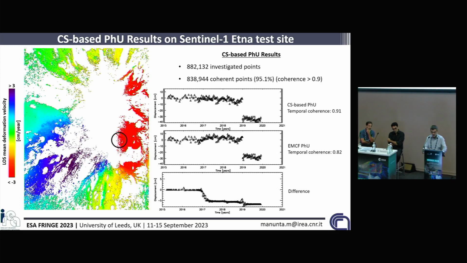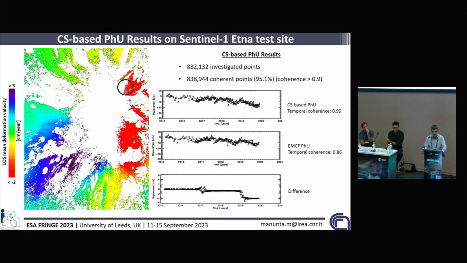In this case, the main unwrapping errors are relevant to the 2017 eruption. In this case, we lost more or less 6 centimeters with the EMCF procedure, and the coherence also in this case increased from 0.8 to 0.9. Another point, in this case, we have several unwrapping errors, mainly in correspondence of the 2019 eruption, and also in this case, the coherence increased from 0.86 to 0.9.